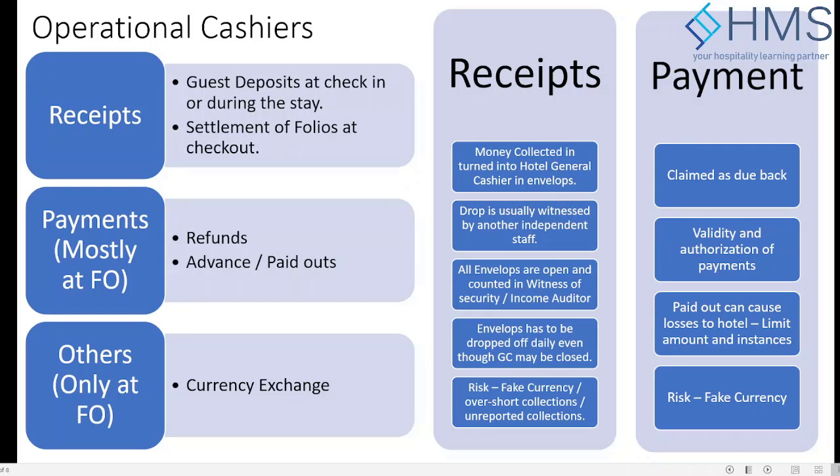Also because the floats are limited in value, they don't want to give all the money to one person only. So unless there is an authorization, you normally have an authorization limit up to a certain value. Currency exchange is normally done by the front desk. After a certain value, it has to be authorized by the duty manager or front office manager. So that's the normal process of the operational cashier. Any questions so far, or anything which is out of place?